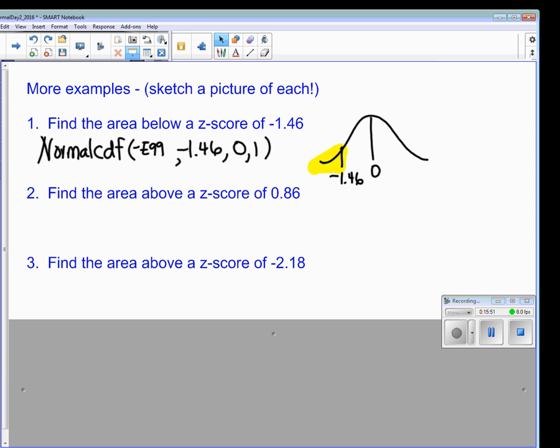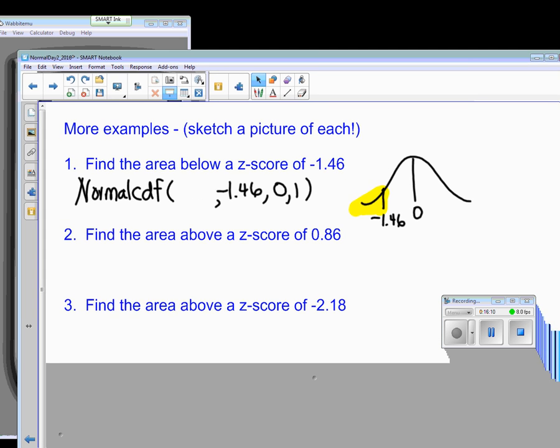No, when you're looking here, the left-hand side is my lower bound and the right-hand side is my upper bound of what's shaded. Because negative 1.46 is the right-hand part of the shaded, even though it's negative, it's still the right-hand part of the shaded region. Okay? It's a very good question.